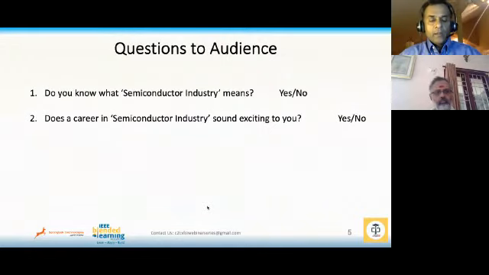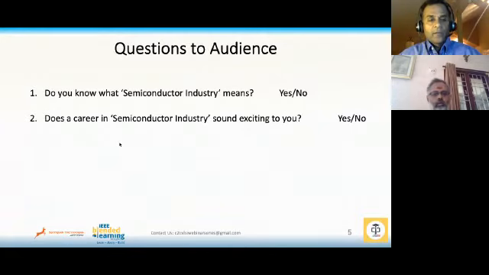Before I go to the actual presentation, I have these two pop quiz questions. The first one is to see, do you know what semiconductor industry means? You have to respond with a yes or no. And if the answer to your first question is yes, then the second question is, does a career in the semiconductor industry sound exciting to you? Would you like to work in the semiconductor industry?